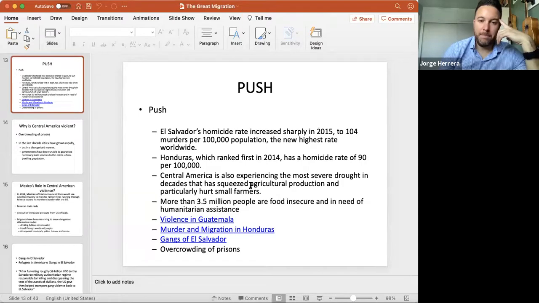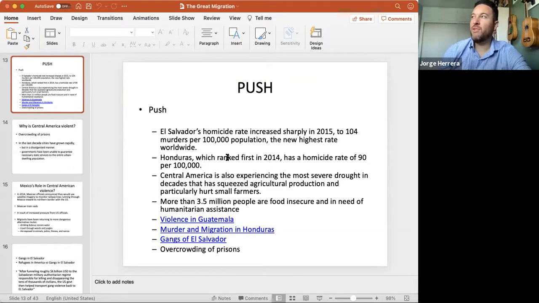Anyway, push-pull factors. We're at the push. What pushes people out of El Salvador, for example? Let's see. El Salvador's homicide rate increased sharply in 2015 to 104 murders per 100,000 population, the new highest rate worldwide. Honduras, which ranked first in 2014, has a homicide rate of 90 per 100,000. Central America is also experiencing the most severe drought in decades that has squeezed agricultural production and has hurt small farmers, so they have to leave and go find work.